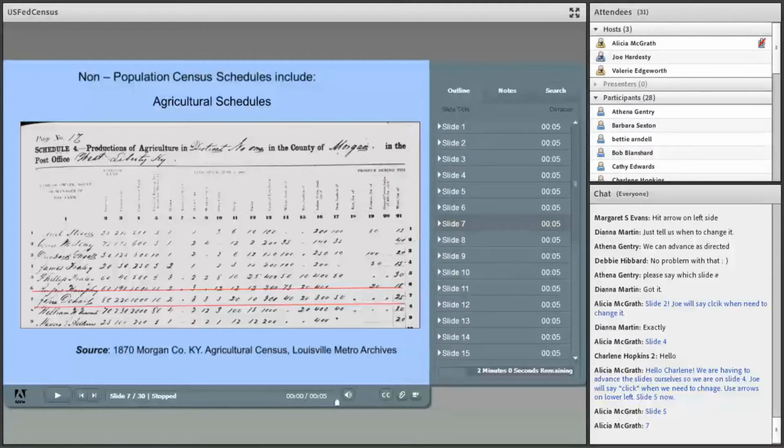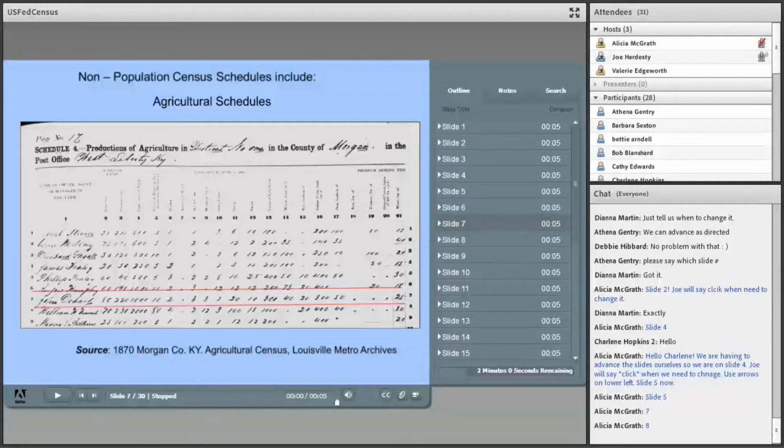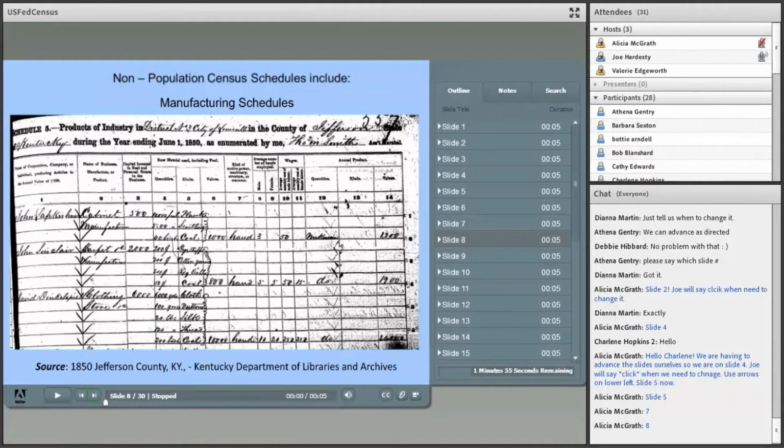Now let's go on to the next slide, number 8. You'll see a sample of a manufacturing schedule for Jefferson County, 1850. On the left-hand side of this schedule, John Sinclair was a carpet manufacturer. He had about $2,000 worth of capital invested in his enterprise. The next columns show how much stock was on hand in terms of dry stuffs and cotton bales and rag balls and buckets of coal. All that was valued at about $800. It shows that the company was hand powered, so he must have had a number of carpet looms working.